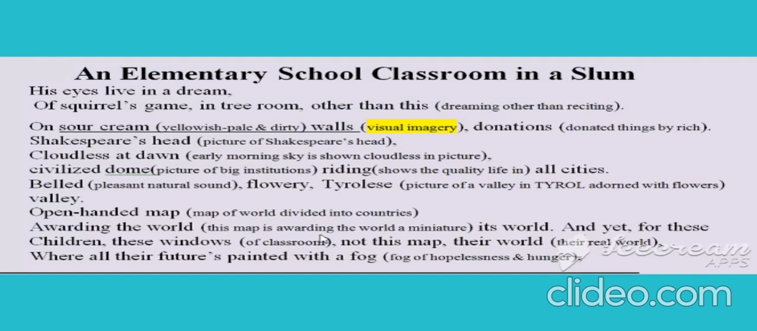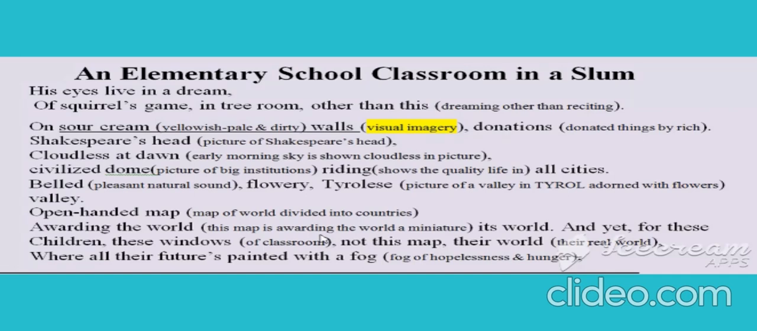Now inside the classroom, sour cream walls. Sour cream walls here refers to the classroom walls, which are yellowish, dirty, because they are not maintained properly because of lack of money. And this is a beautiful example of visual imagery. And on these walls there are donations. Here donations refers to the things donated by the rich people, and these are different pictures, like a picture of Shakespeare, and then a picture of the morning sky, then a picture of big institutions in a city, and then a picture of a valley in Tyrol.